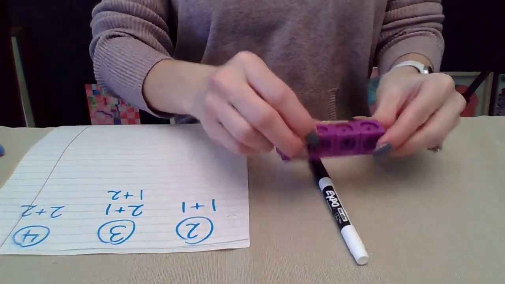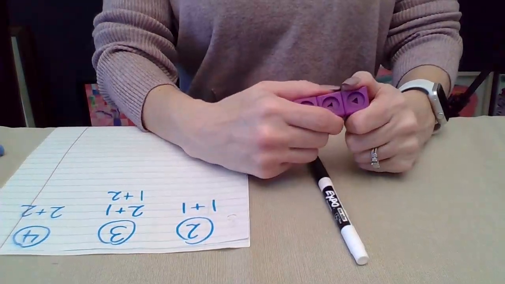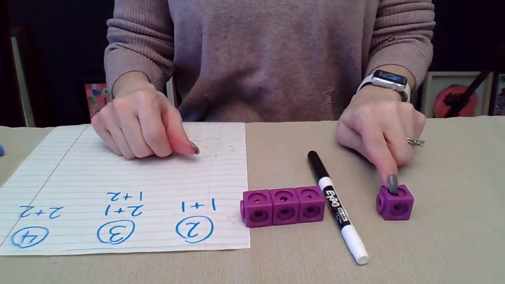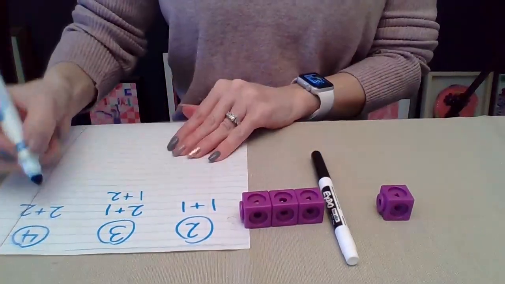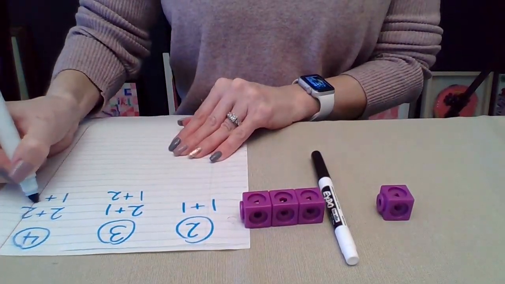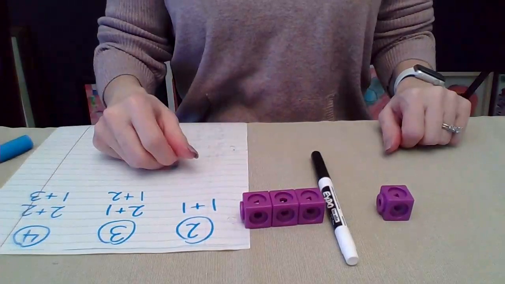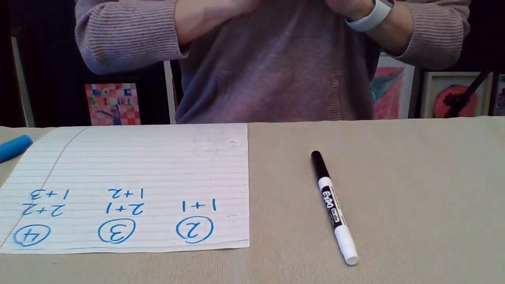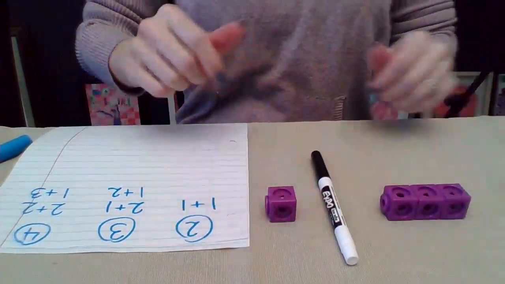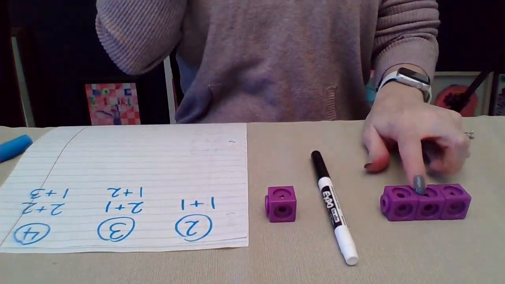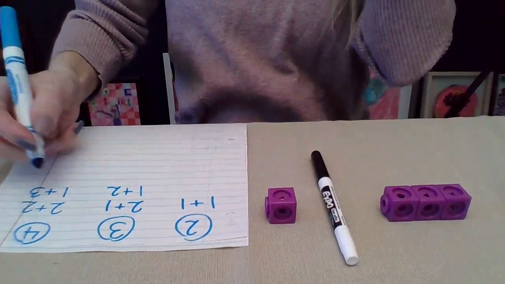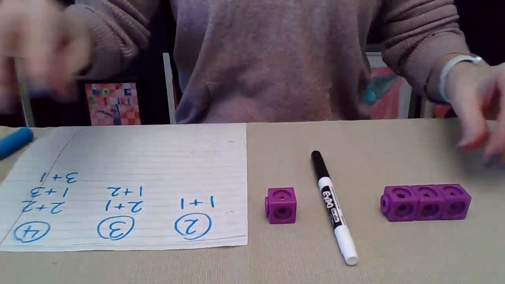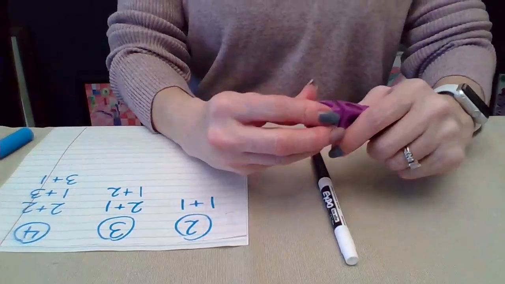Okay, I'm going to break it there. Now I have 1 plus 3, or I could have switched it and broken it there. 3 plus 1. Are there any other ways to make 4? Yeah, I don't think so.